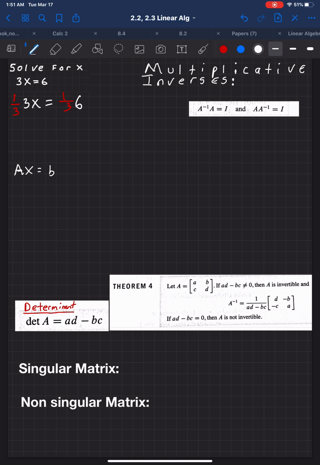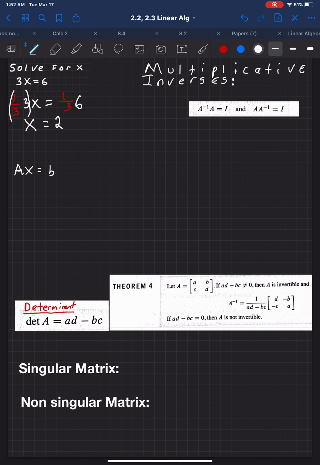And what do we get? Well, what we know is 1/3 of 3, any number multiplied by its multiplicative inverse, is 1. And finally, 1/3 of 6 is 2. So next, my apologies, how do we think about that when we're not dealing with equations, but instead we're dealing with matrices?